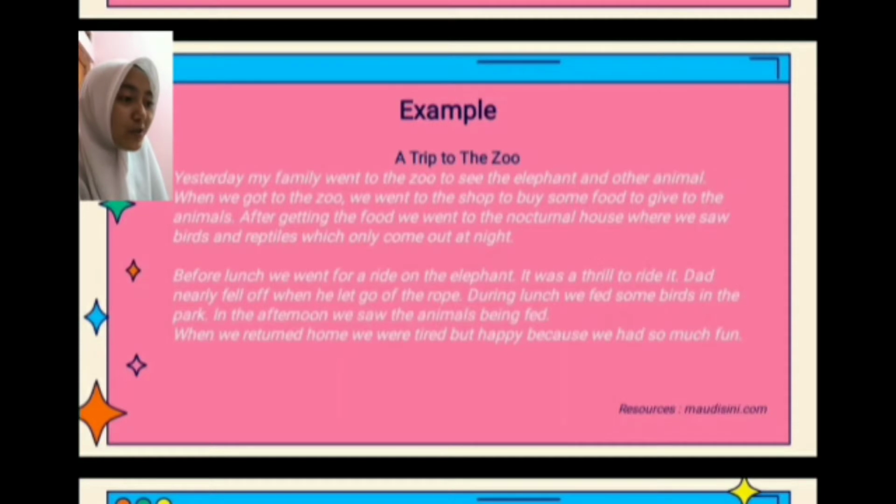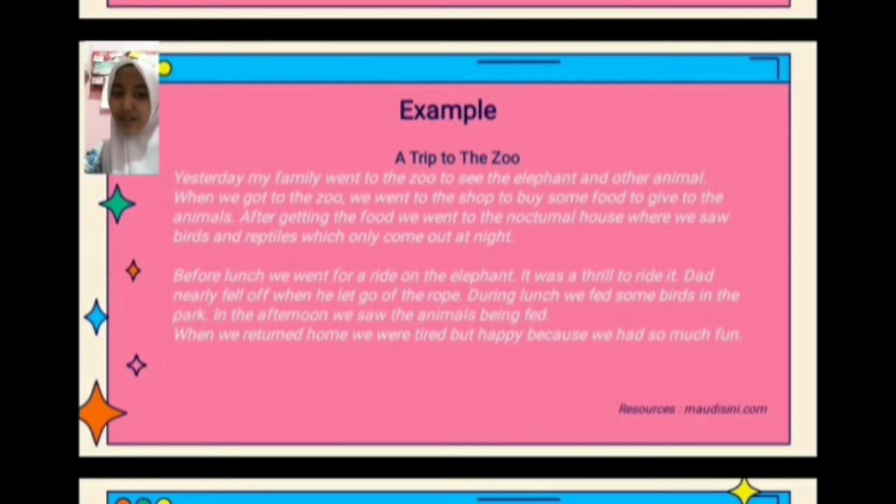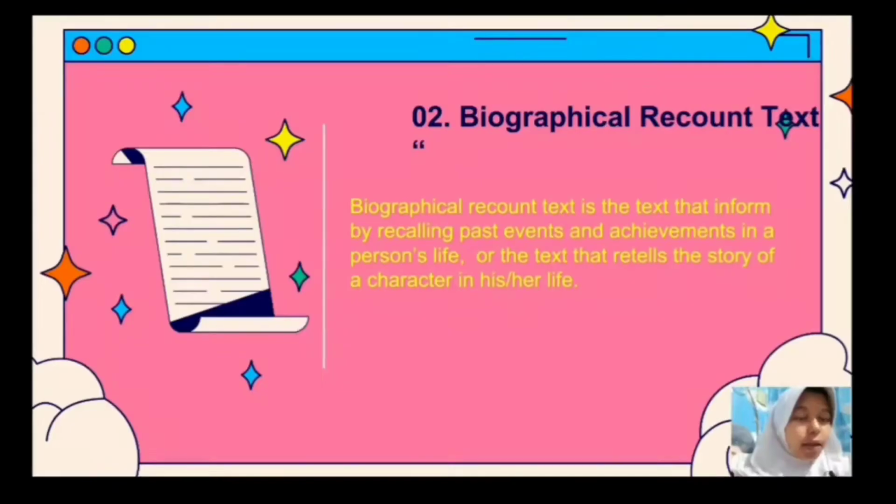It was a thrill to ride it, and I nearly fell off when he let go of the rope. During lunch, we fed some birds in the park. In the afternoon, we saw the animals being fed. When we returned home, we were tired but happy because we had so much fun. Well, the next presentation will be continued by my friend.